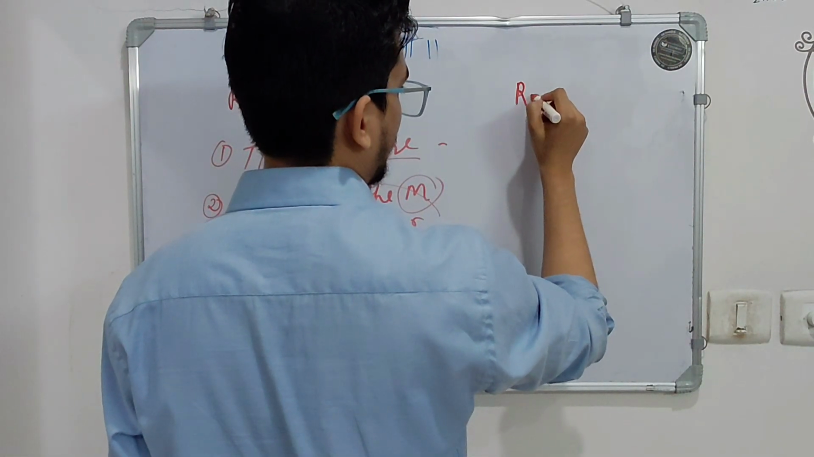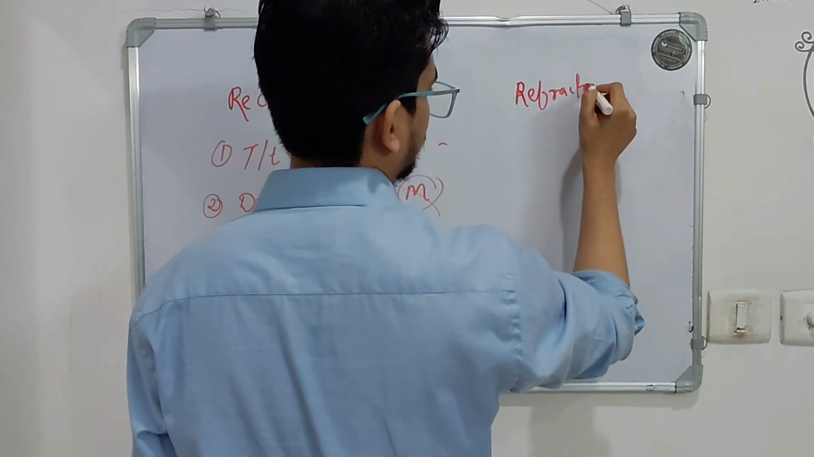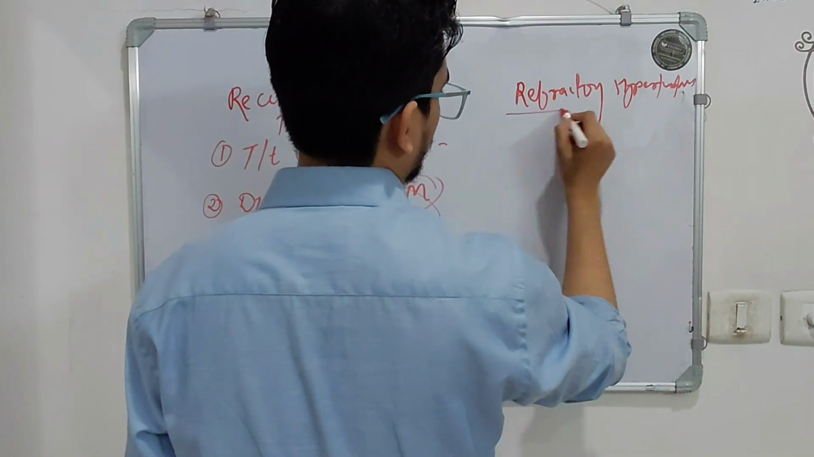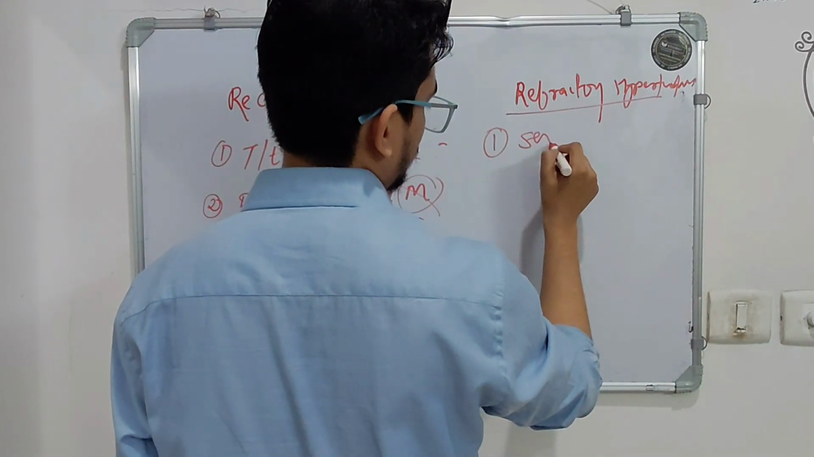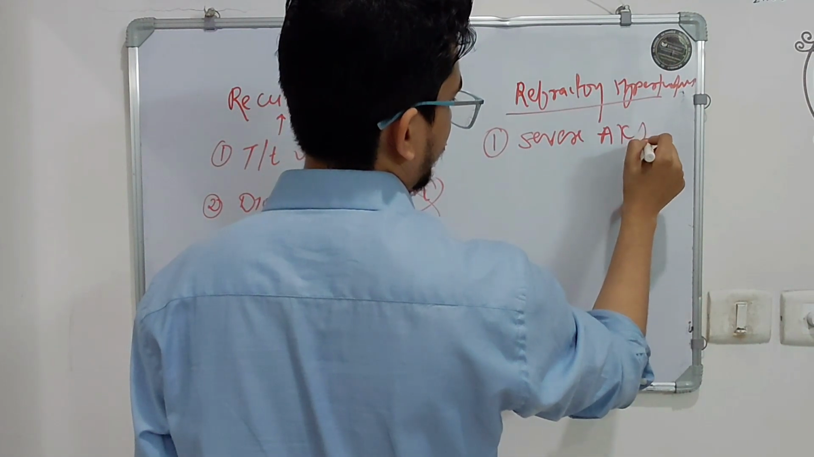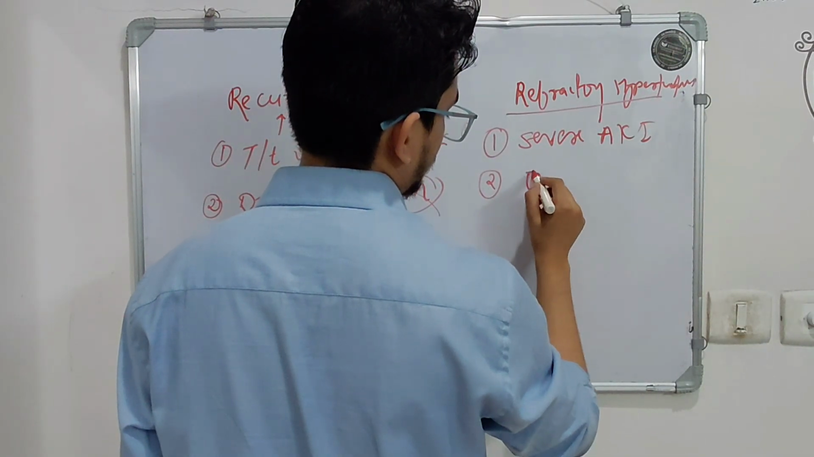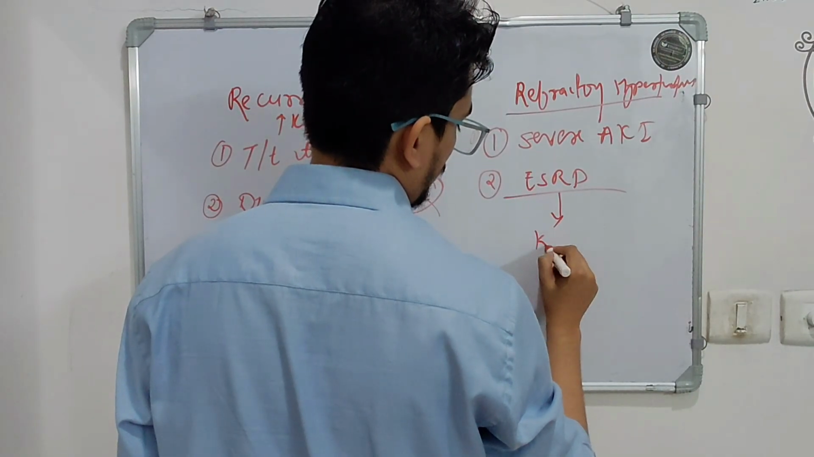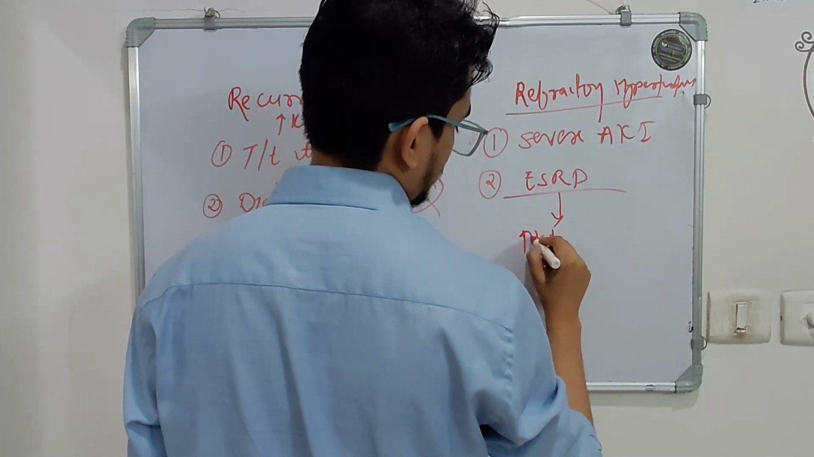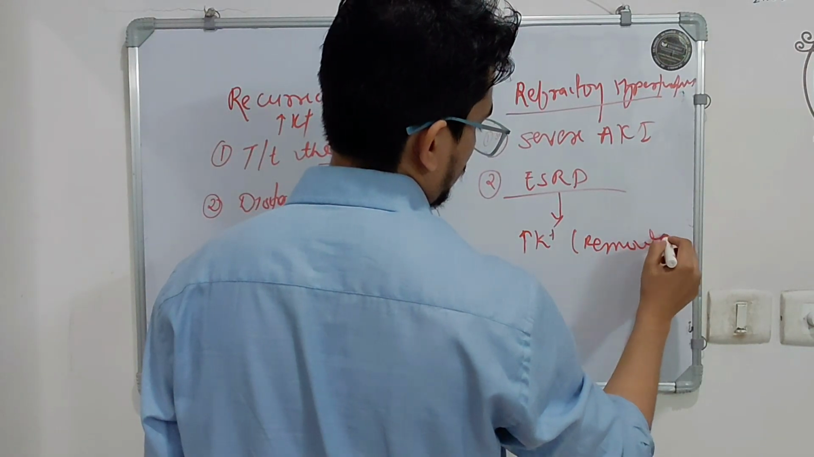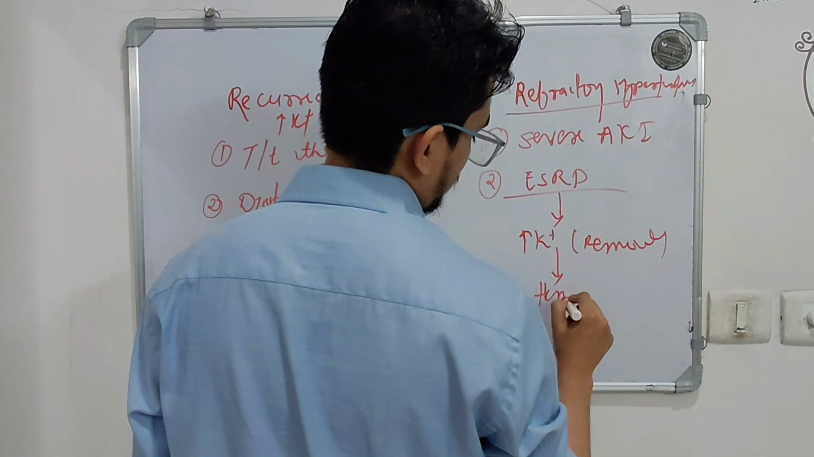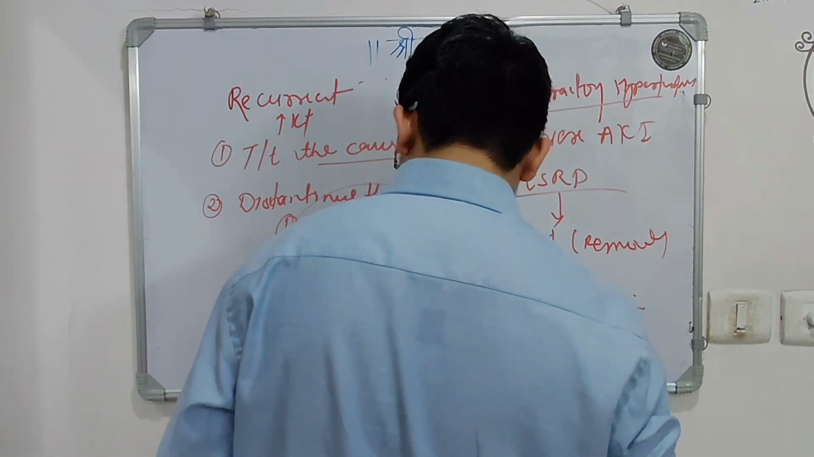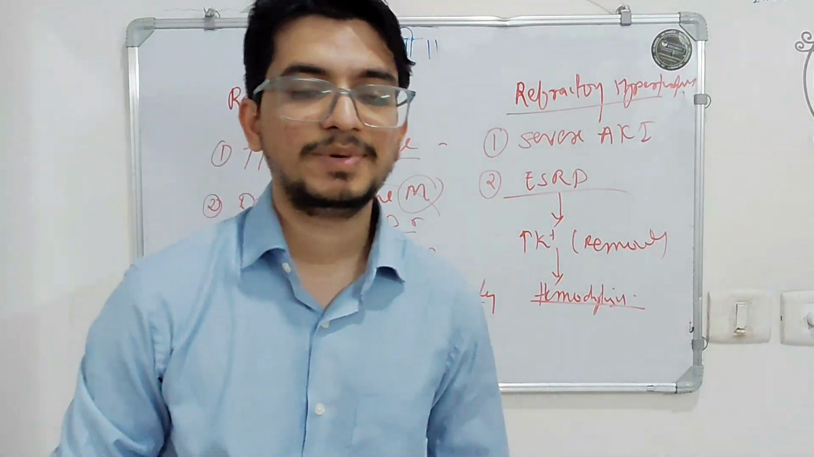Now, management of refractory hyperkalemia. It is seen in severe AKI, acute kidney injury, and end stage renal disease. We can remove excess potassium by hemodialysis. This is about the management of hyperkalemia.